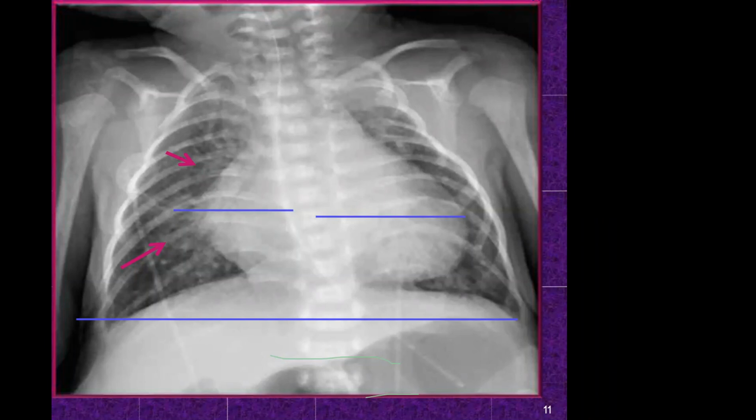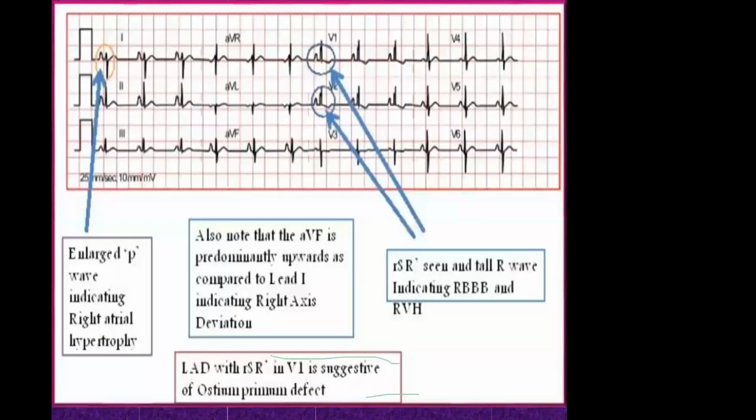So can someone recall what we learned in just the last one or two sessions about the ECG changes? What do we notice? So the first thing was right axis deviation. Yeah, right bundle branch block we also notice over here. And there is RV strain pattern, isn't it? RV strain pattern because the QRS is positive, but the T wave is negative over here. And what else do we see?